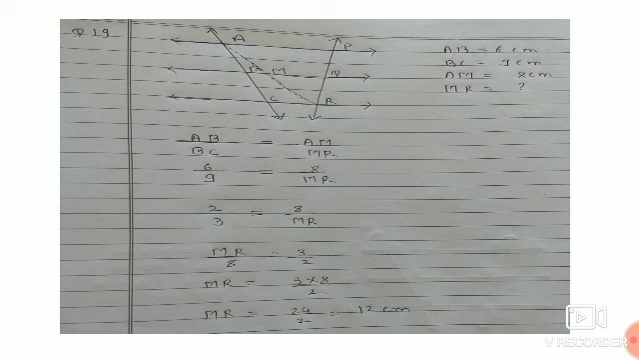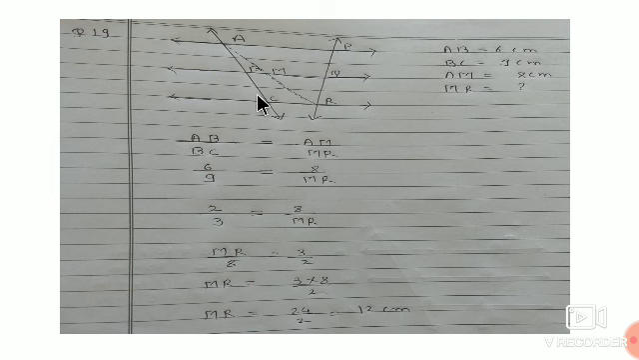Line L is parallel to line M is parallel to line N. X and Y are their transversals. If AB is 6 centimeters, BC is 9 centimeters and MN is 8 centimeters, then find the value of MR. It is the same question. We have to write the ratio because in the given information the midpoint is not given. So we have to write the ratio. This is also a transversal.